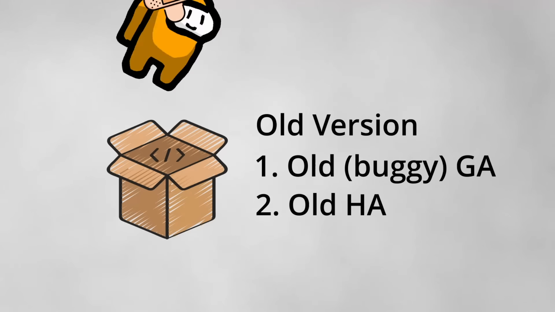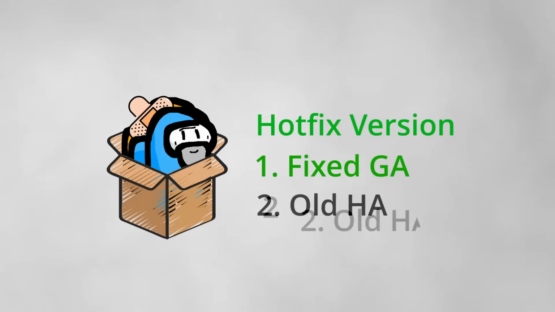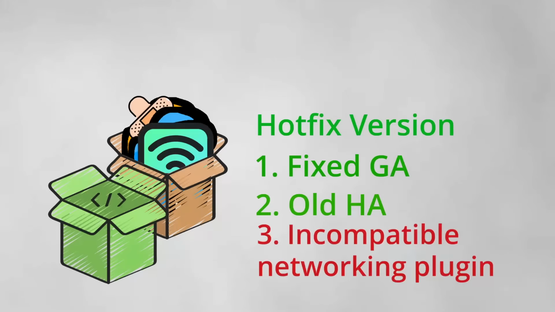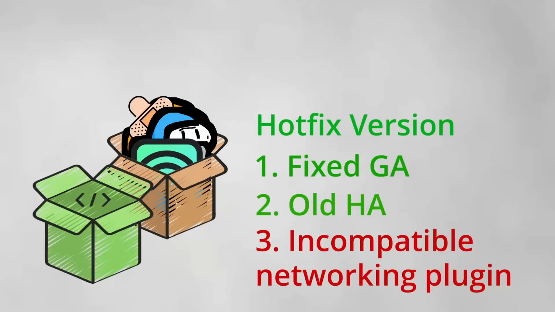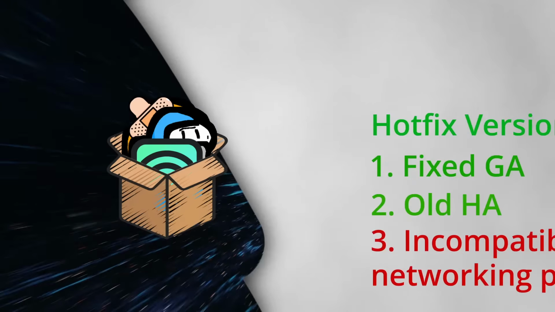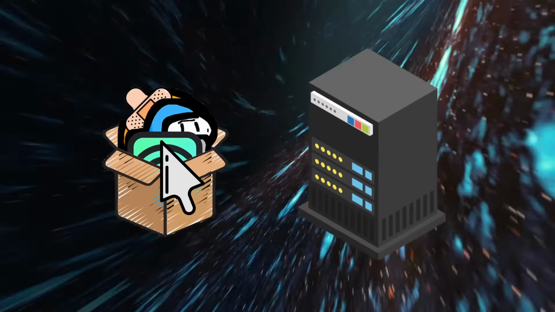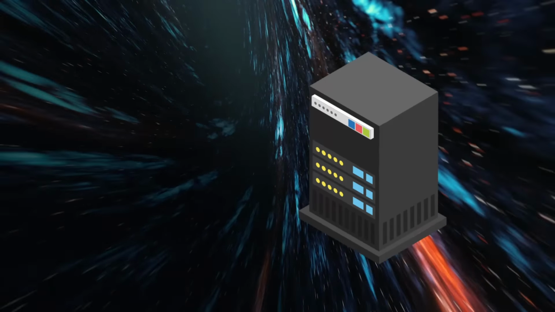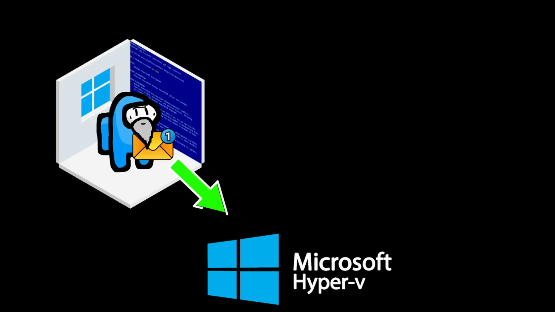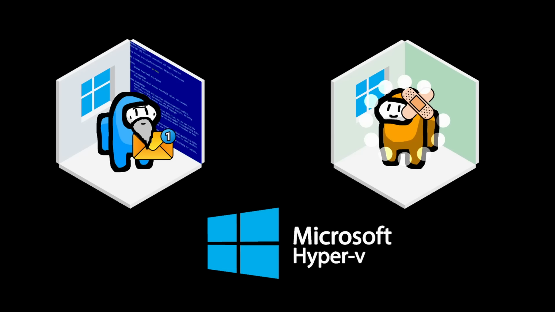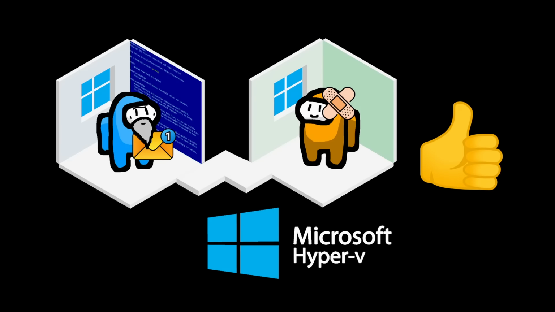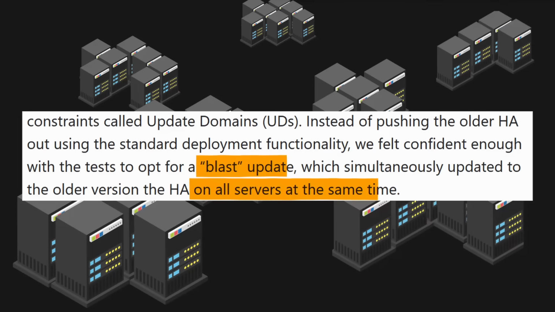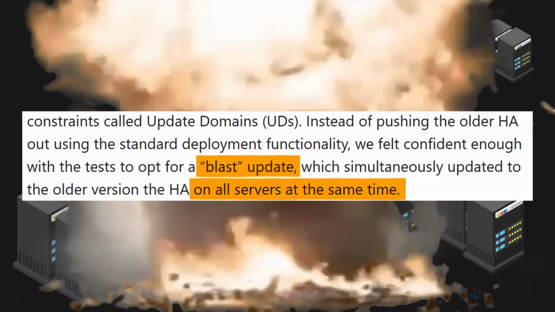But when they were creating this package with the fixed GA and old HA, they somehow misclicked and included a networking plugin from the new version, which if deployed would be a disaster since it was incompatible with the old HA. They had a second lifeline though, as according to standard practice, they must first test the rollback package on a single server to see if it even works. They did that and saw that VMs started successfully and appeared healthy, so they were eager to go ahead with the deployment. So at 2:47 a.m., they started blasting, which deployed to every server in all 7 clusters at the same time.